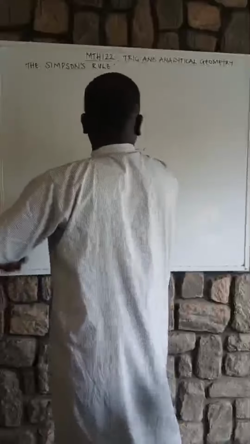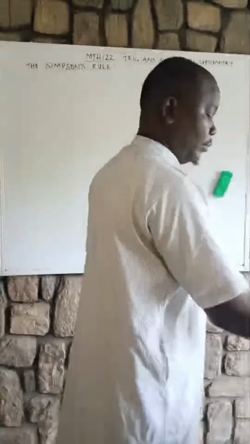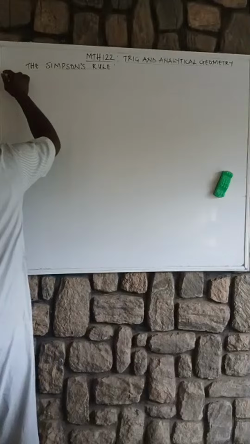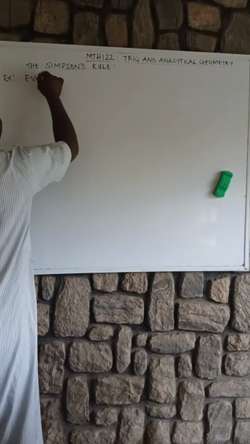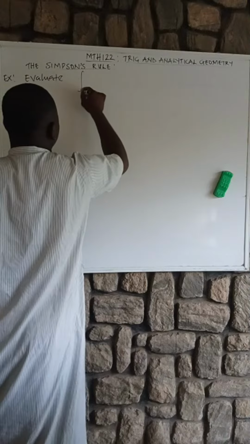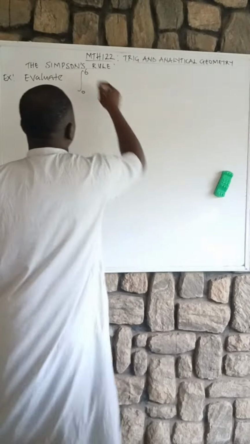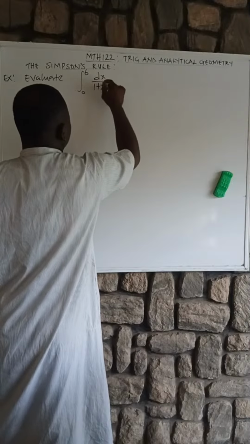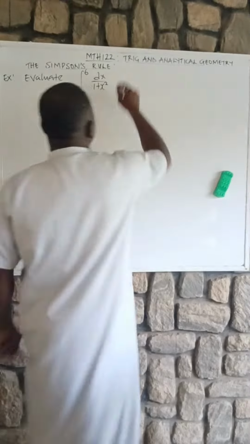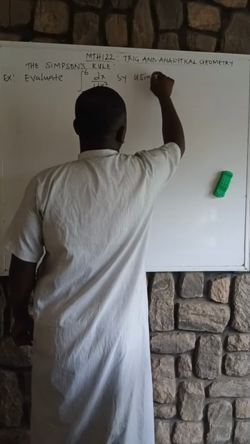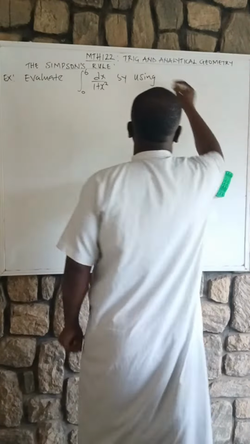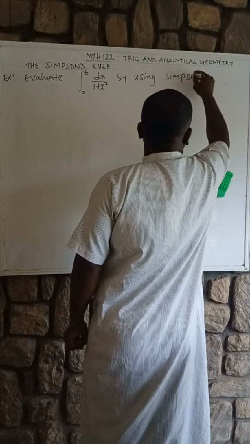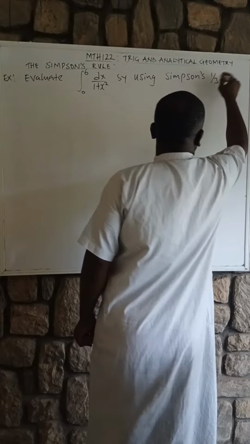Let's proceed further to solve some examples. Another example says: evaluate the integral from 0 to 6 of x all over 1 plus x squared, by using Simpson's one-third rule.